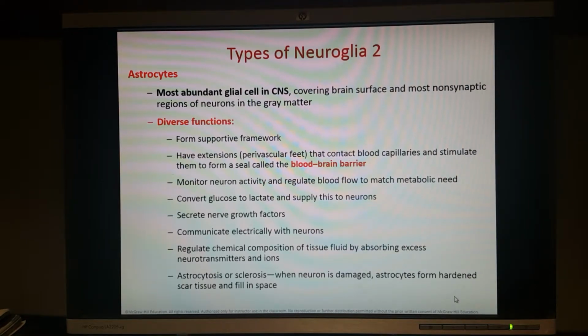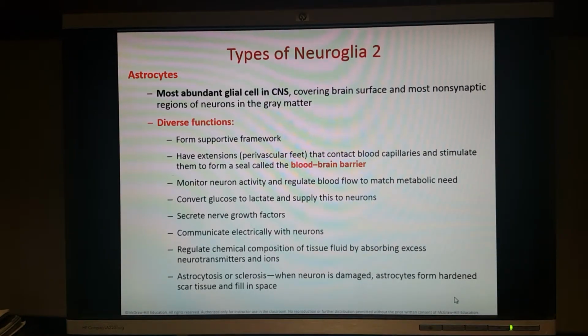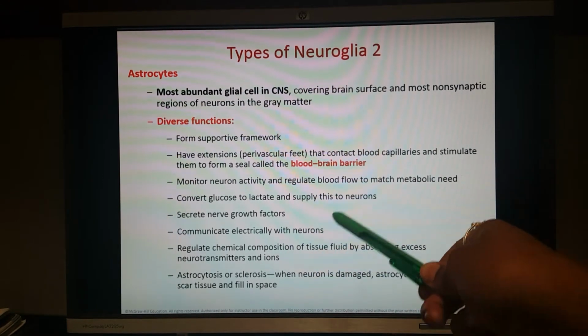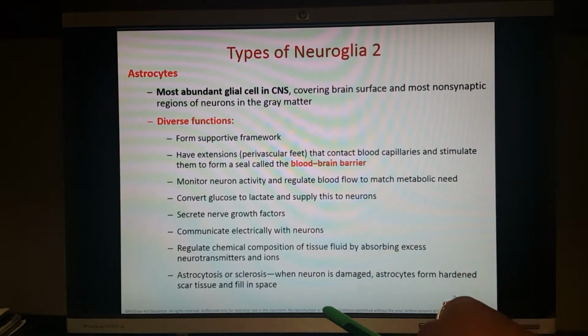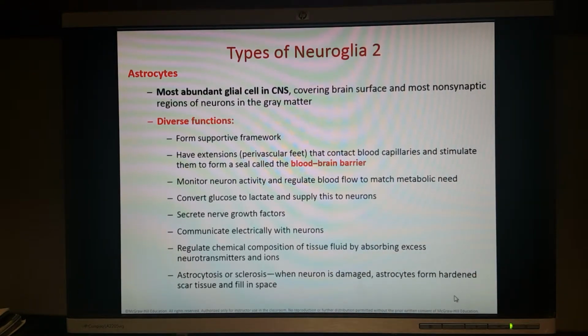And it does so through these perivascular feet that will wrap around the capillary. So therefore, there's your blood portion. Wrapping around those capillaries, helping to prevent stuff that's inside your blood from escaping your capillaries and moving into your brain.